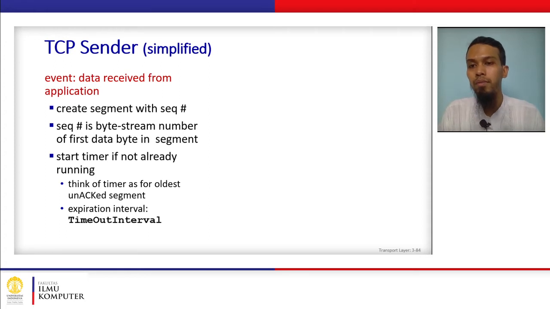If we take the simplified version of TCP events at the sender, first the sender will create a segment with a sequence number. As we already explained before, the sequence number is the first byte of the segment. Then it starts the timer if not already running. The timer is used to measure the timeout. Think of the timer as being for the oldest unACKed segment. If the timeout is reached, then we have the timeout interval.